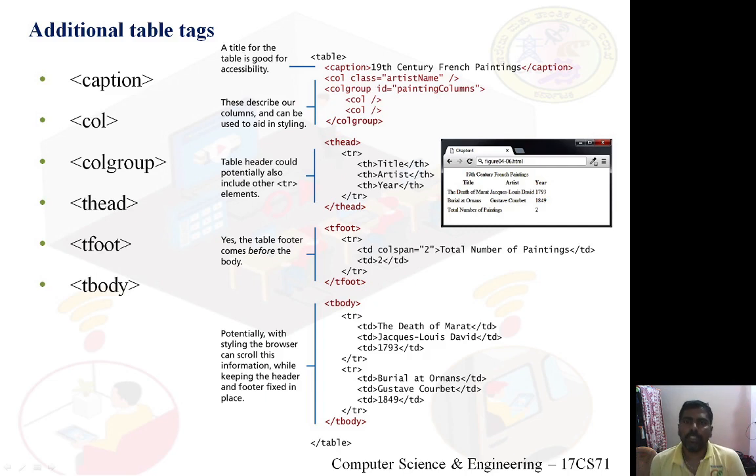So now coming to additional table tags. There's the tag known as caption, to specify a caption for the table. And there are some other tags often used. Then we also have some other table tags called colgroup, thead, tfoot, tbody. There are some additional table tags.